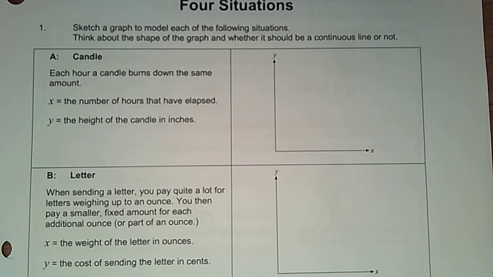and think about the shape of the graph and whether it should be a continuous line or not. So I'm going to look at each situation. I want you to know before we start sketching or do anything else, this is connected to the back of the sheet or the second sheet. So we need both the first and second sheet together at the same time to be able to work at it. But let's just look at each situation first.